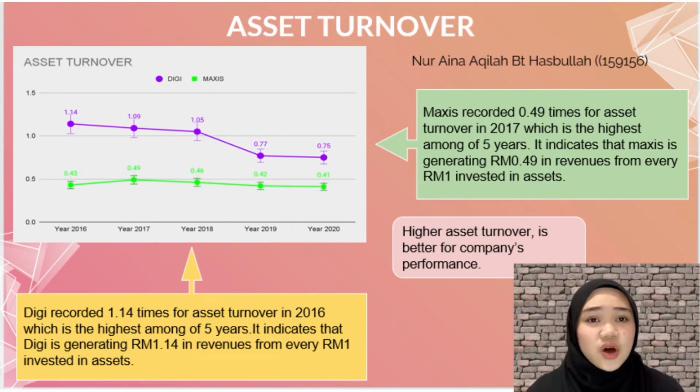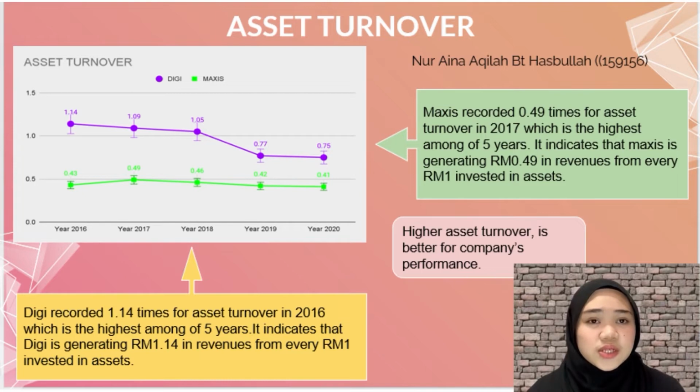Next, asset turnover for Maxis slightly increased from 2016 to 2017 and sharply decreased from 2017 to 2020. Maxis recorded 0.49 times for asset turnover in 2017, which is the highest amount of the 5 years. It indicates that Maxis is generating 0.49 cents in revenue from every RM1 invested in assets.